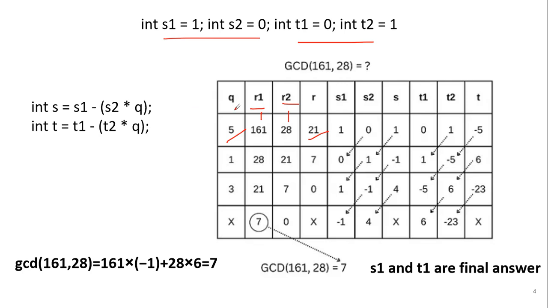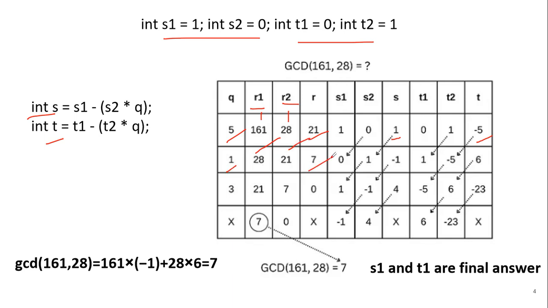After that, once we calculate the quotient, we will update the values of S and T. So S and T get updated. This is the updated value of S and the updated value of T. In the next iteration, like Euclidean GCD, we copy 28 here and 21 here. Again we will calculate the quotient.